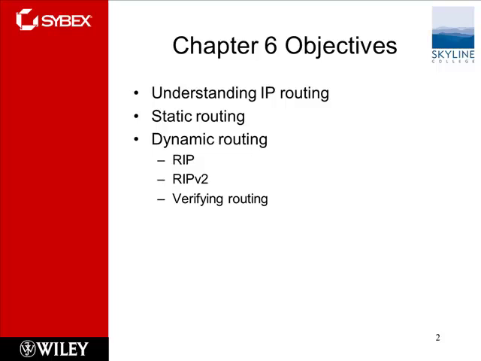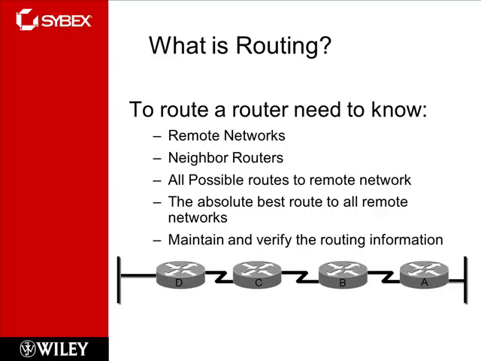For one thing, if you're going to do something to get people to the internet, then you've got to put every route on the internet in if you're going to use static routing. It's not really practical. So we'll look at those things. Verify routing. To route, a router needs to know remote networks, neighbor routes, all the possible routes to the remote network, the absolute best route, and on and on.